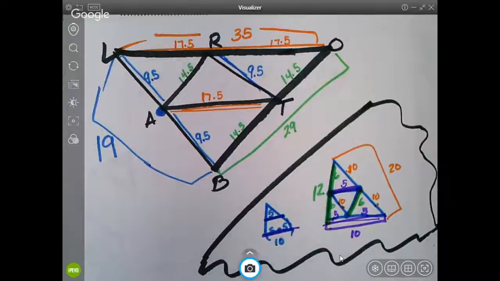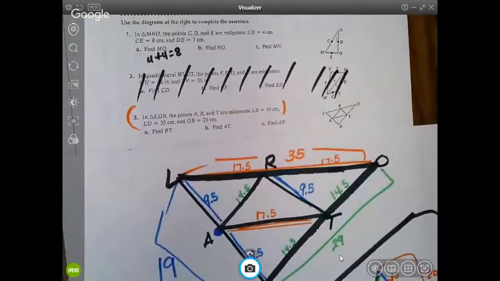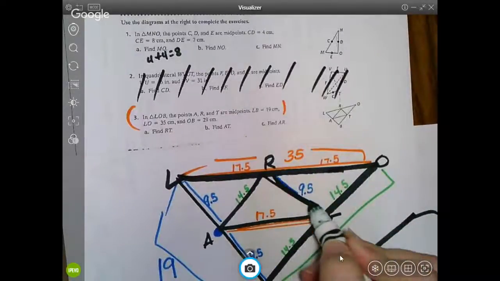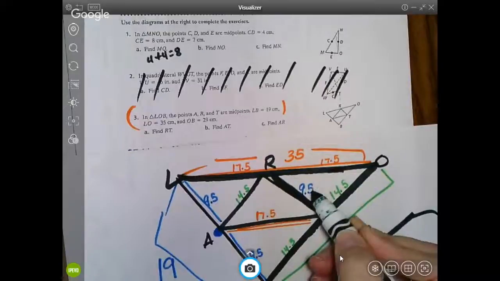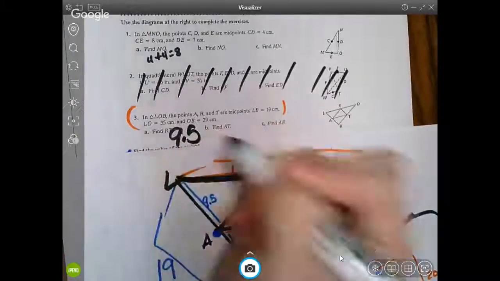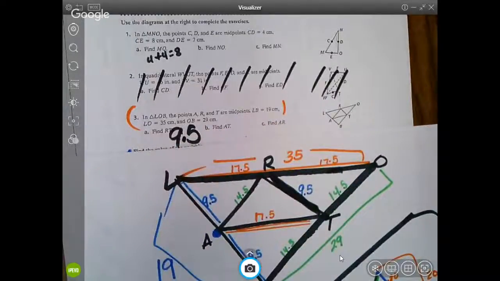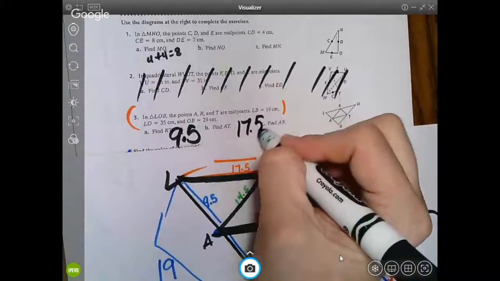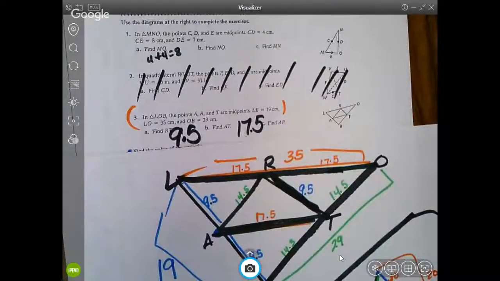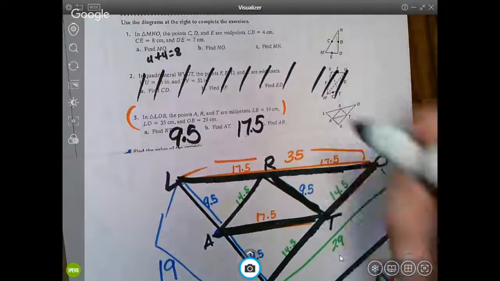Good question. Anyone else? All right, so let's go back to the problem for number 3. It wanted us to find RT. Well, here's RT. We already determined that to be 9.5. Then it asked for AT. AT is 17.5. And AR is 14.5.